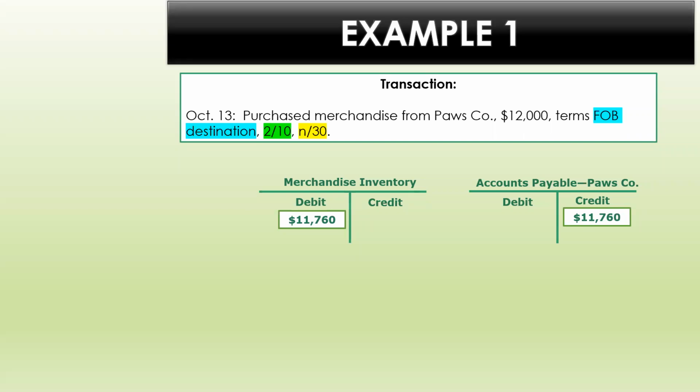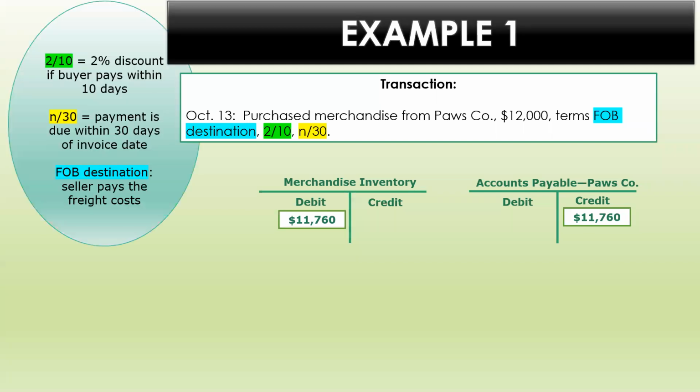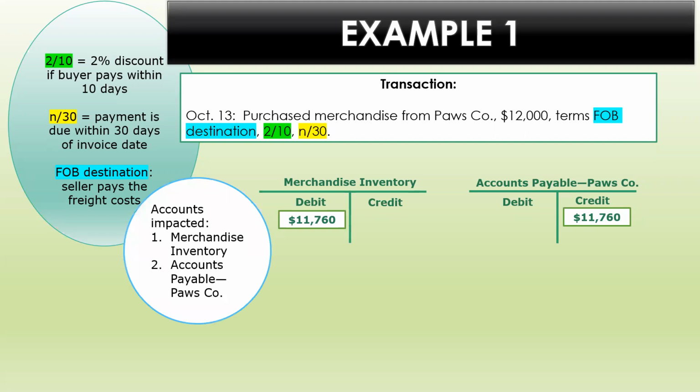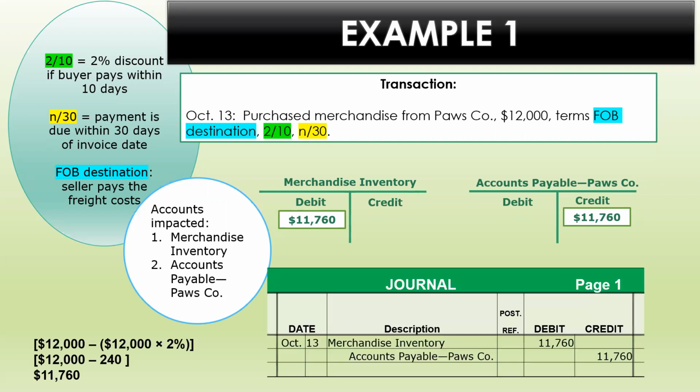Transaction 1. On October 13th, purchase merchandise from Paul's company in the amount of $12,000, terms FOB destination 2/10, net 30. First of all, FOB destination means that the seller pays the freight costs. Net 30 means the payment is due within 30 days of the invoice date. And 2/10 means a 2% discount is provided if the buyer pays within 10 days. This transaction impacts the merchandise inventory account and the accounts payable Paul's company account.